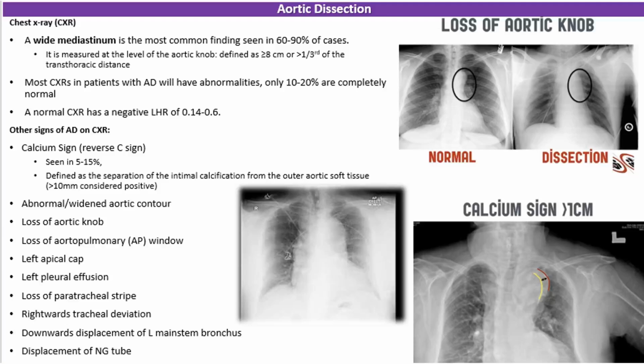The calcium sign is a finding on a chest X-ray that suggests aortic dissection. It is the separation of the intimal calcification from the outer aortic soft tissue border by 10 mm. This is not an important sign for radiographers given that it is rarely seen.